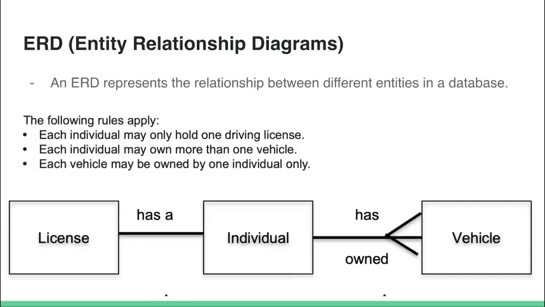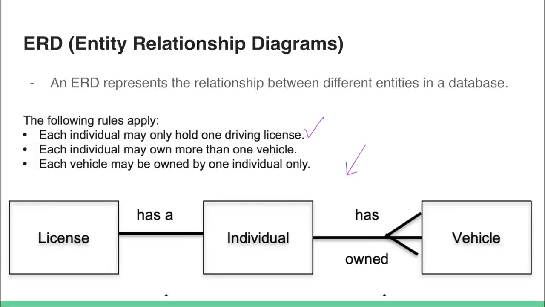Now, one way to model data, particularly at the conceptual stage, is to use entity relationship diagrams, or ERDs for short. Now, there are many different ways to draw them. This method right here is the one I prefer, and this comes directly from the IB exam. So right here, we want to draw a diagram to illustrate the following situation. Each individual may only hold one driver's license.